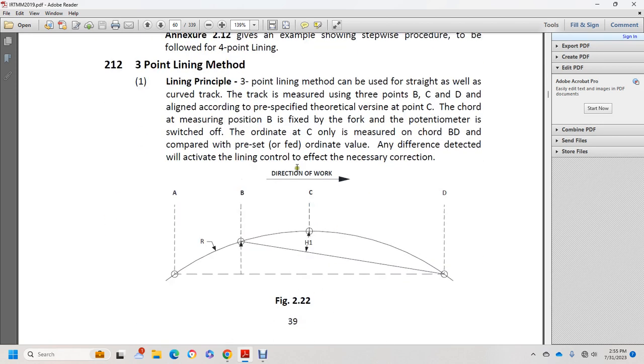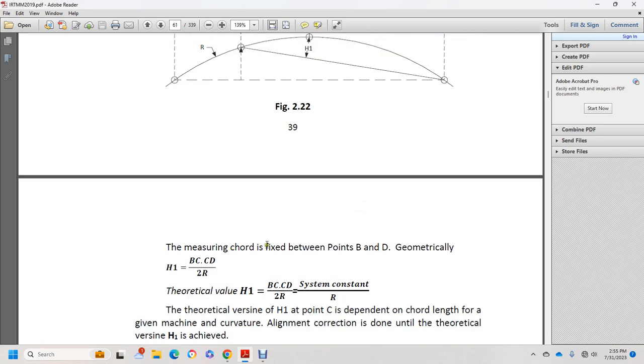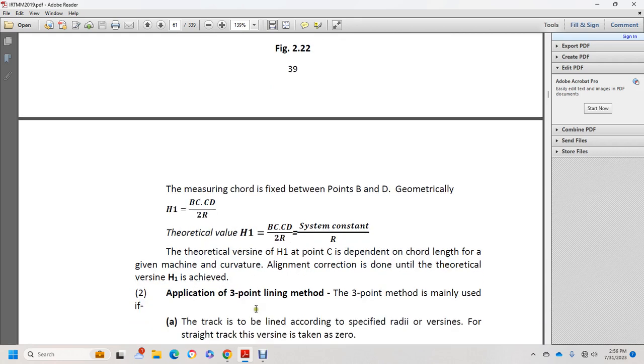Shown in figure 2-2 is the direction curve ABD with radius R. Measuring chord between fixed points B and D. The geometrical H1 is equal to BC times CD over 2R. Theoretical H1 is equal to BC times CD over 2R, equal to the system constant over the radius. The theoretical versine H1 at point C is dependent on the chord length of the given machine. Curvature alignment correction is done until the theoretical versine H1 is achieved.